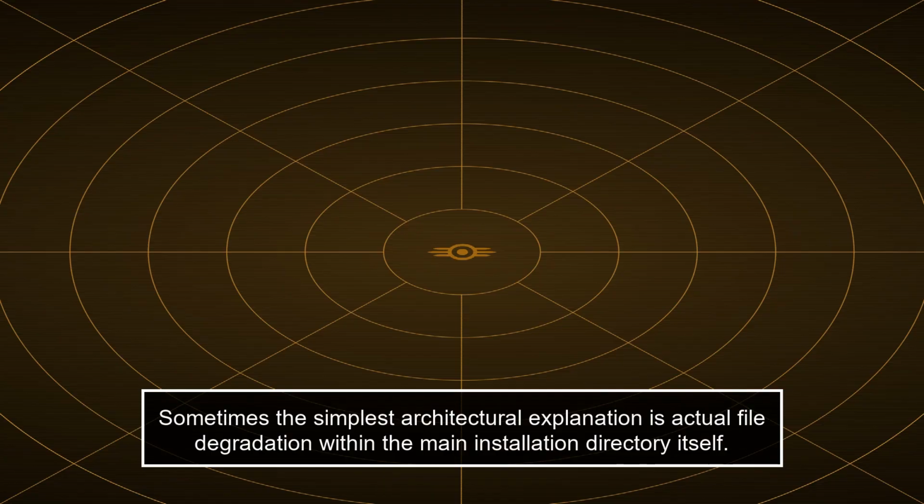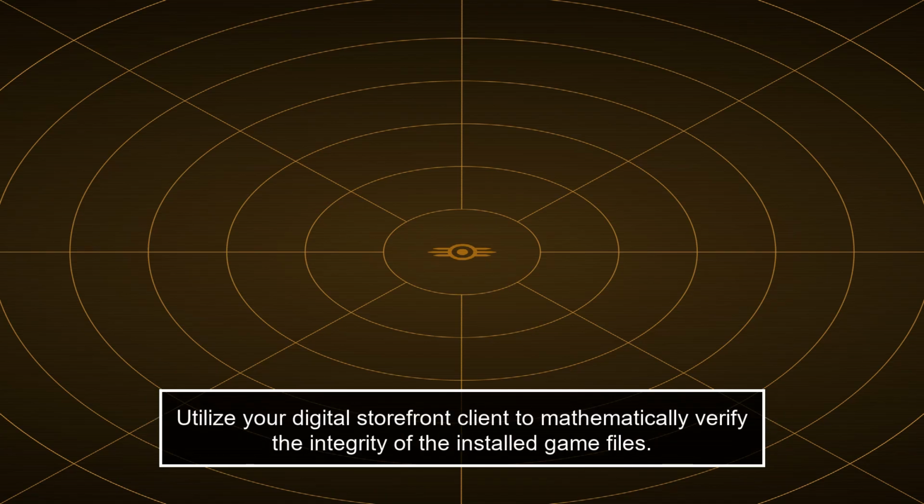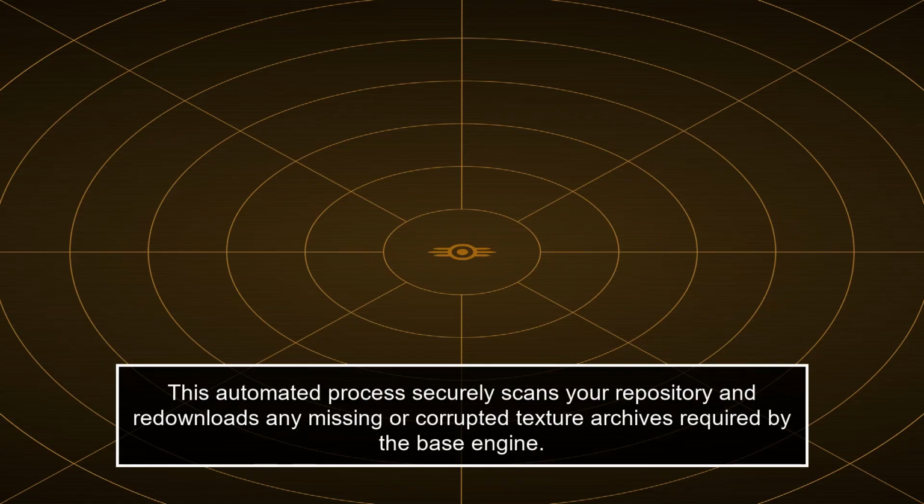Sometimes the simplest architectural explanation is actual file degradation within the main installation directory itself. Missing binary archive files will directly and immediately result in absent textures for specific items or global environments. Utilize your digital storefront client to mathematically verify the integrity of the installed game files. This automated process securely scans your repository and redownloads any missing or corrupted texture archives required by the base engine.